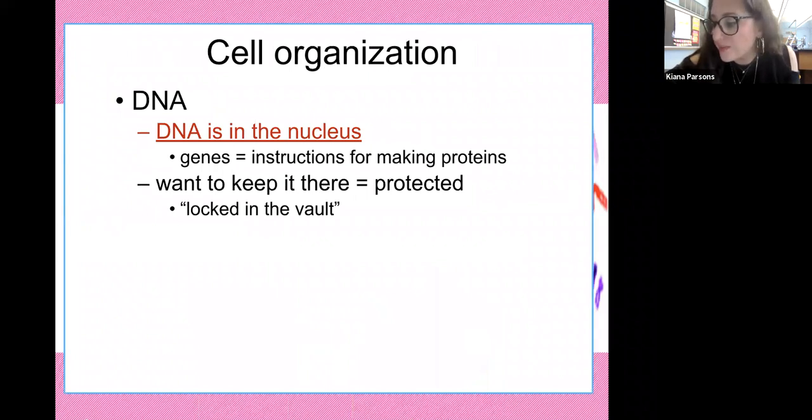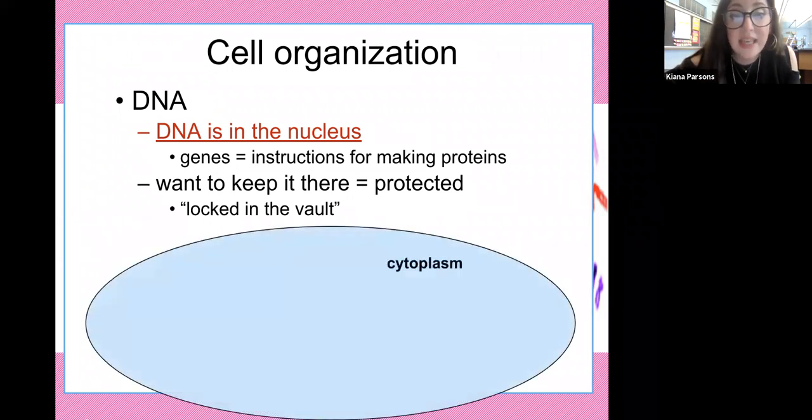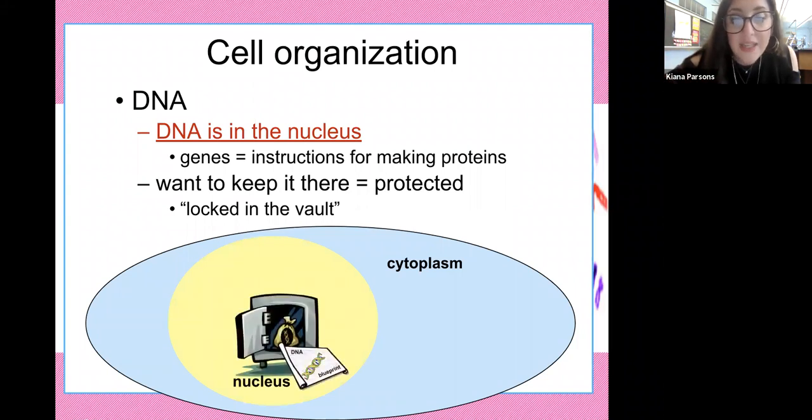Cell organization. DNA is mostly found in the nucleus, with the exception that the mitochondria and the chloroplasts have their own DNA. Genes, and we want to keep it there, and it's protected, locked in the vault, right? So within the cytoplasm, we have the nucleus and the nuclear membrane. Within the nucleus, we keep the DNA locked inside the nucleolus because those instructions are very, very, very important and we don't want them to get damaged.